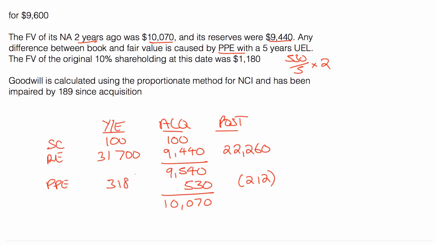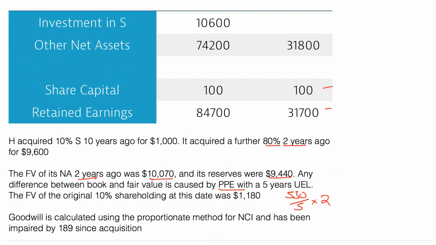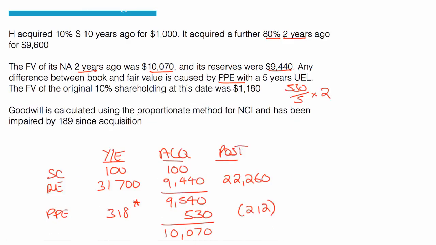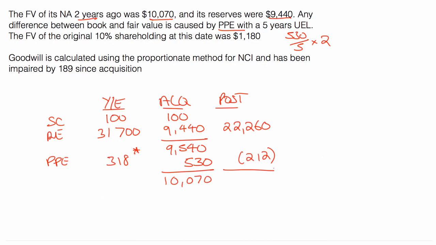And I have to go and put 318 onto S's PPE, which I will now go and do. So plus 318. So far so good. Add down my post acquisition. So 22,260 minus 212 comes to 22,048. Super. So now I can get on then with my goodwill working.